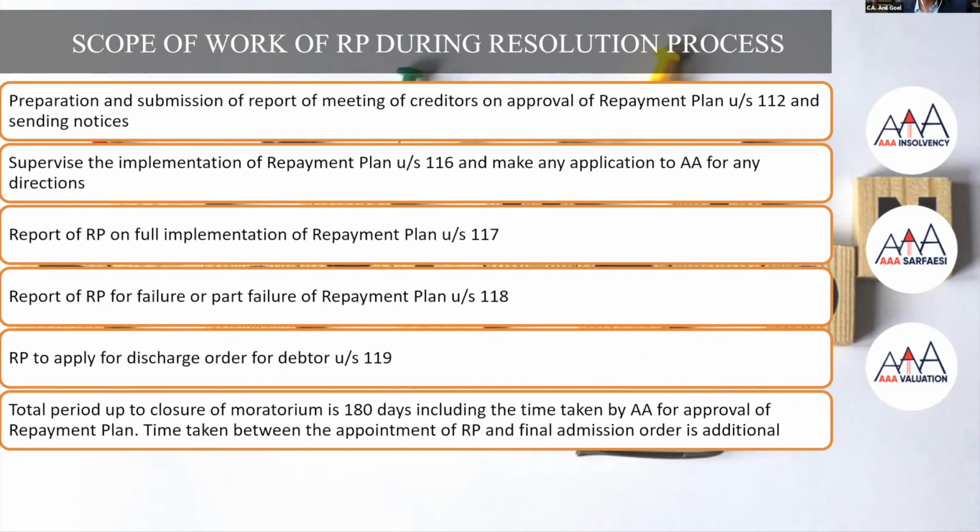Then the RP has to give a report on full implementation of the repayment plan or failure of the repayment plan. Then the RP has to apply for the discharge of the debtor. So the total period is 180 days, and thereafter the implementation period. So this is the total scope of work.